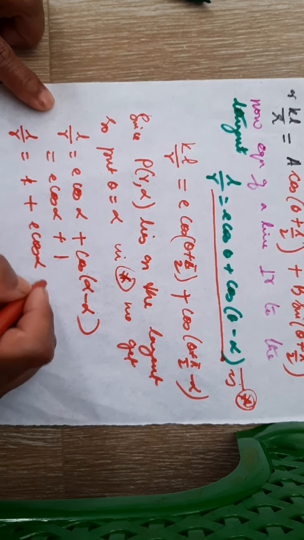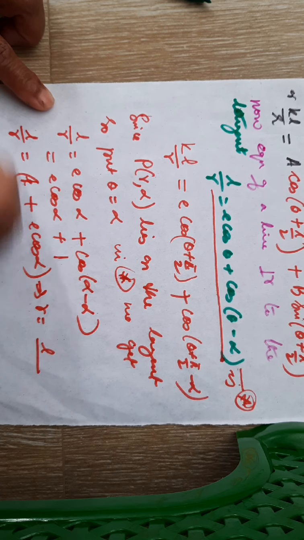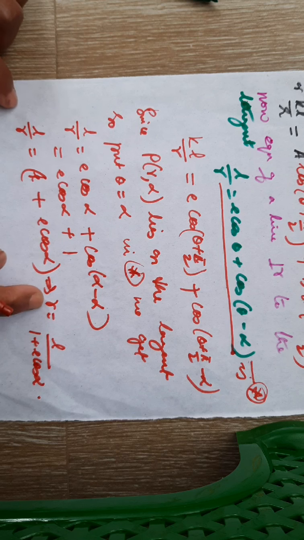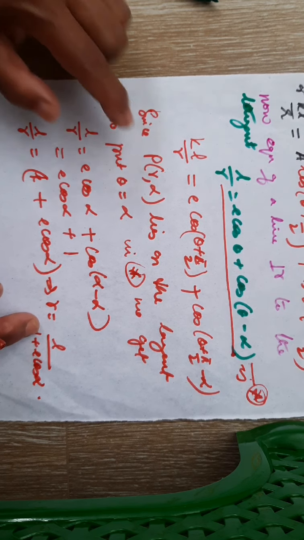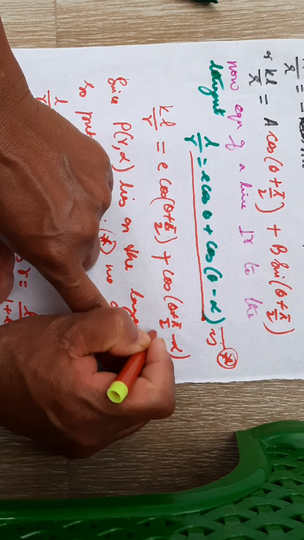From here you will find out the value of R. R will be equal to L, cross multiplying this to that side, divided by 1 plus E cos alpha. So you know the value of R and you know the value of theta to be alpha. You substitute it in this equation. Let me denote it by equation double star.